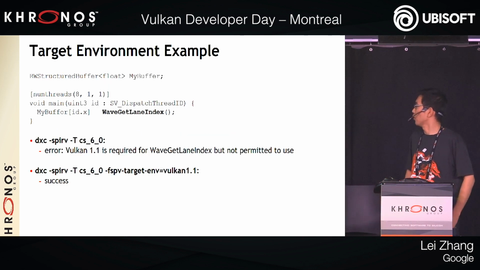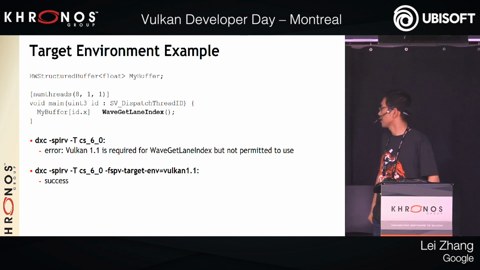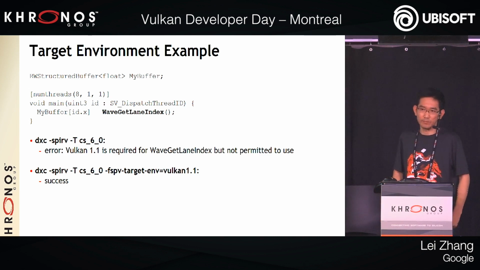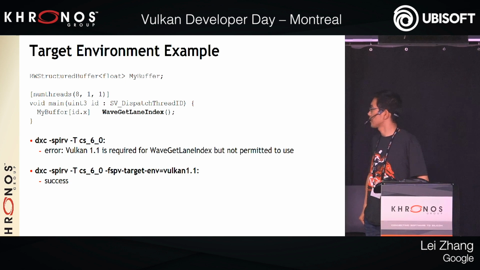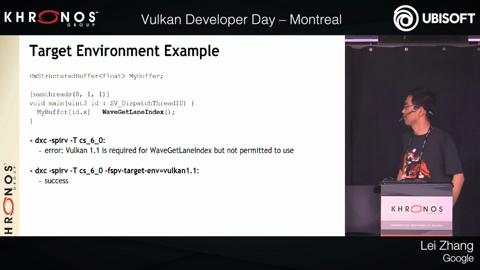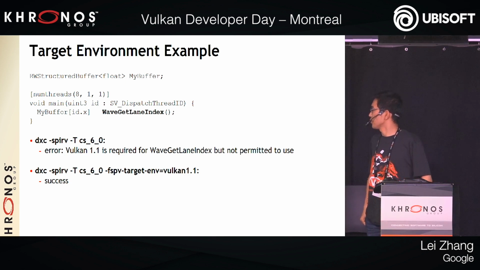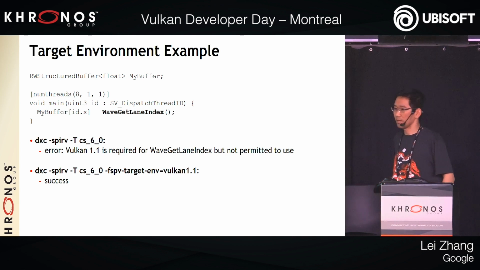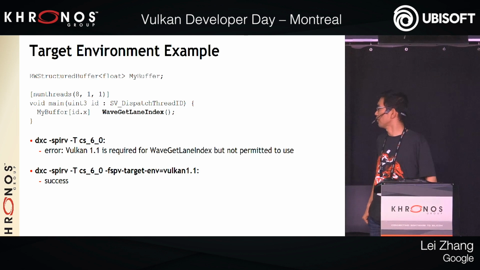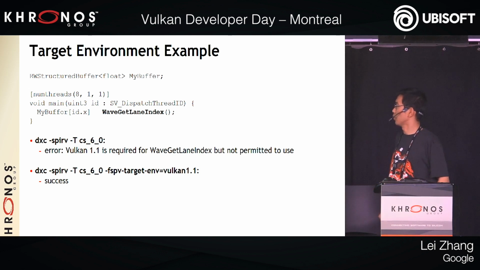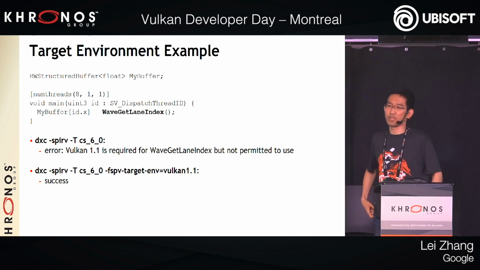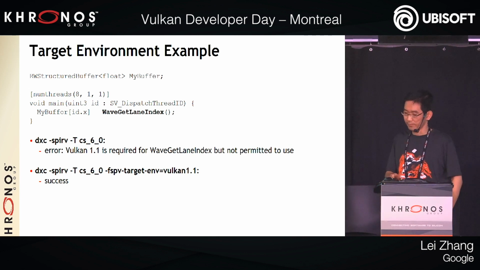Example of using target environment. In this simple code, we are using WaveGetLaneIndex, which is translated into Vulkan 1.1 subgroup ops, as Daniel said previously. So if you are using the default settings, the compiler will show you a clear error message showing that this is a Vulkan 1.1 feature, but it is not permitted to use. If you specify -fspv-target-env, then the compiler is happy. Basically, just trying to make it explicit.